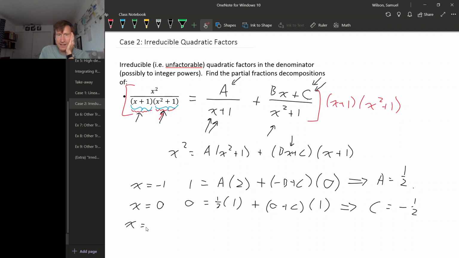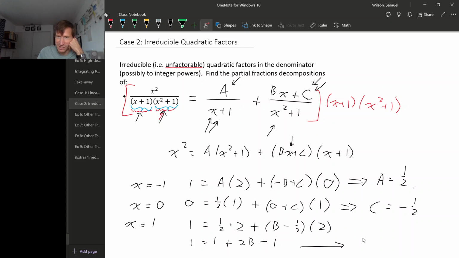And then finally, choose maybe x equals 1. So this gives us 1 squared, but that's 1, equals a, which is a half, times x squared plus 1, which is 2, plus b times 1, so b, plus c. We already know c is minus a half, so b minus a half, times 1 plus 1, so 2. So this gives us, let's see, 1 equals 1 plus 2b minus 1. So we get b is a half.